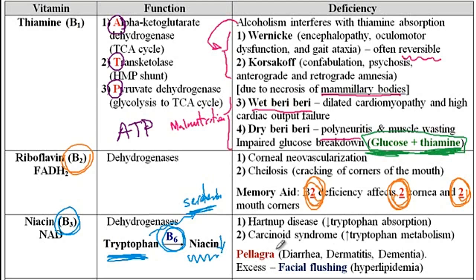And so deficiency will present with pellagra, where patients will have diarrhea, dermatitis, dementia, and possibly death. So the memory aid for that is the 4 Ds: diarrhea, dermatitis, dementia, and death are all associated with niacin or vitamin B3 deficiency.